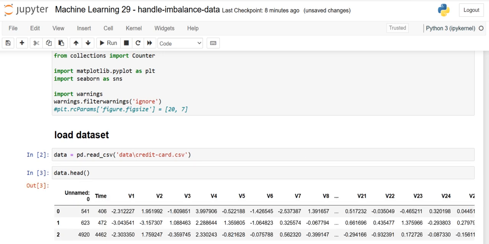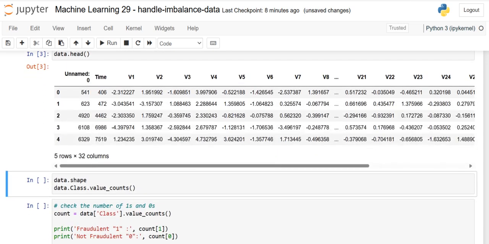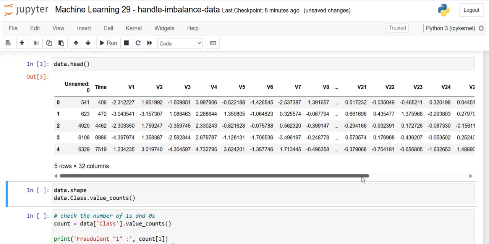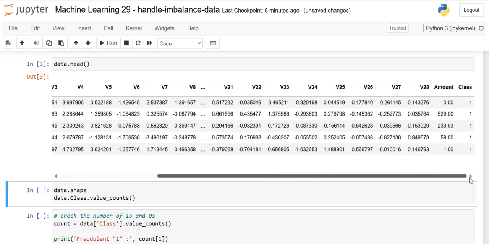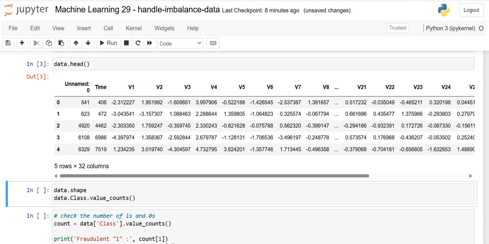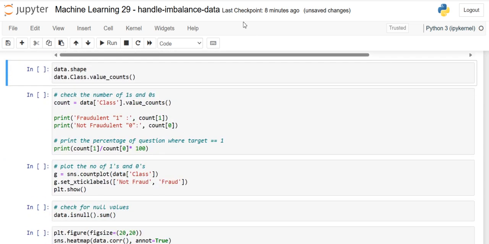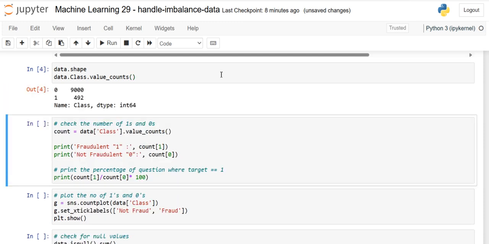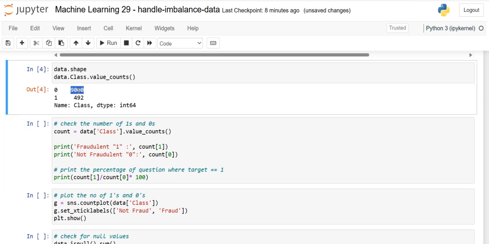Let me have a view of this. Of course, it has 32 columns, and most of them are named v1, v2, v3. So we have 32 columns in total. Let me look at the class distribution. Kindly observe here, dear friends, you can clearly see there is a huge difference in this dataset. There are about 9,000 non-fraudulent transactions and only 492 fraudulent transactions.